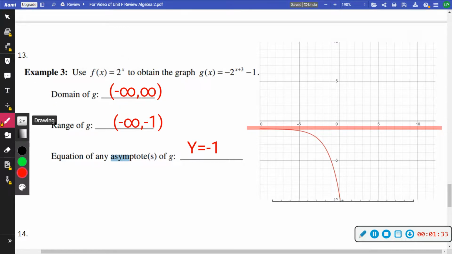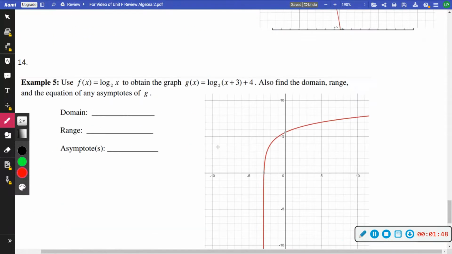Now you can usually get the asymptote by graphing, but in case they just give you the equation, the asymptote is always going to be right here. So notice that's -1, and so that would be the range.